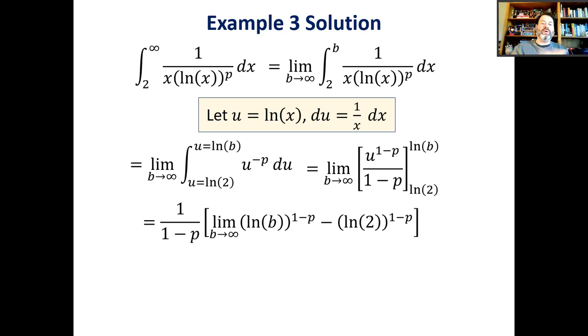I pulled the 1 over 1 minus p to the front because it's a constant. It's a constant depending on p only. Our variable here was u, and now it's b, right? b is sort of still a variable. But p is no longer a variable. p is a constant. We just have to pick a number for the constant. So I know we went from x to u to b to p. I know there's a lot going on here. But once we've done the integral, we can treat p as a constant.